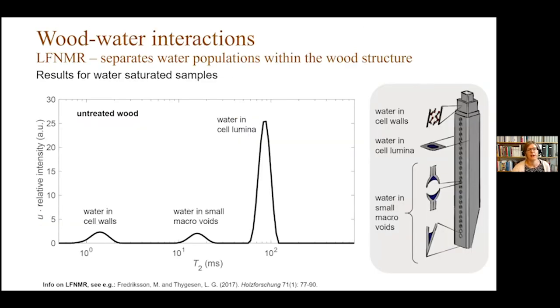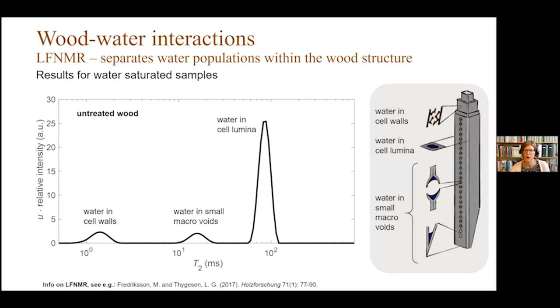So to study that, we use a technique called low-field NMR, which can be used to separate different water populations within the wood structure. And to get a sense of what it looks like, we can first take a look here at untreated, water-saturated spruce samples. So this is what you get if you do low-field NMR measurement on a saturated softwood.